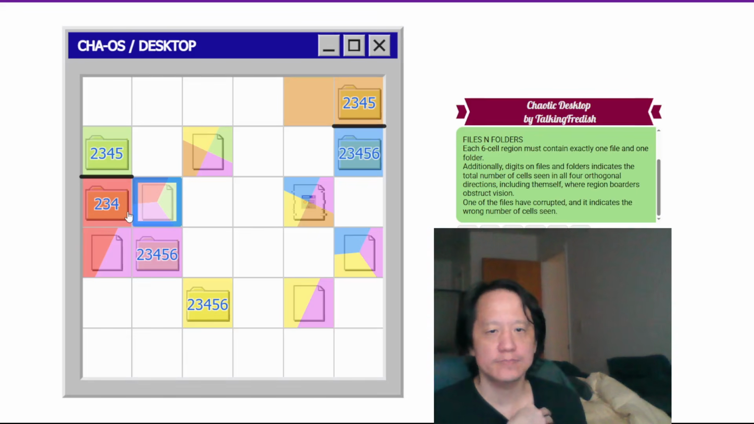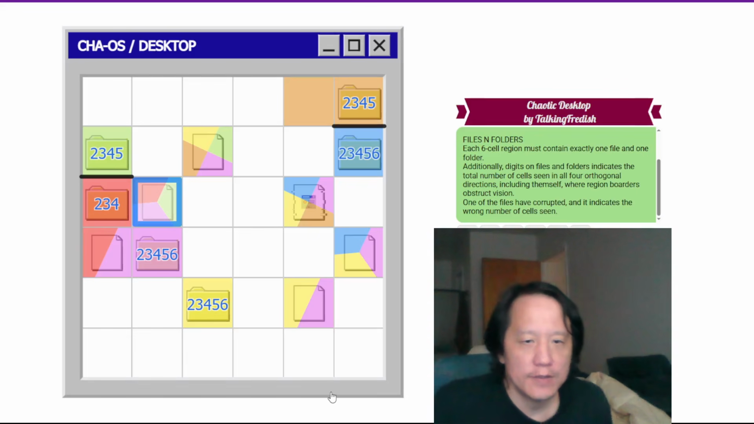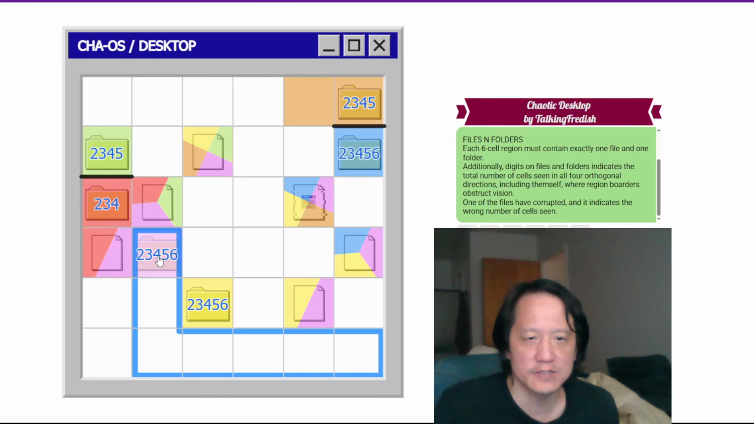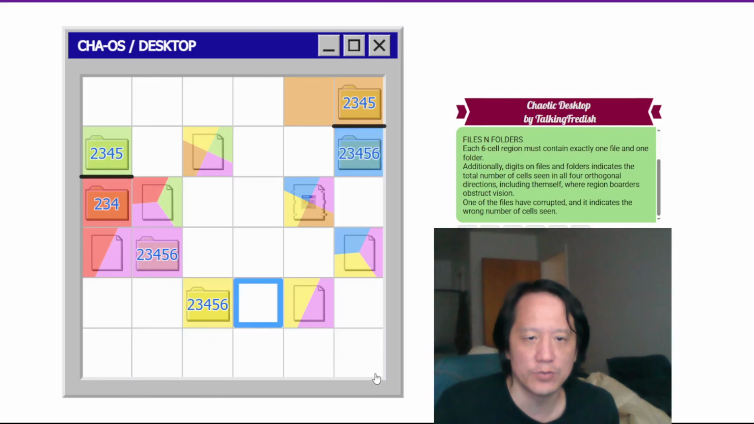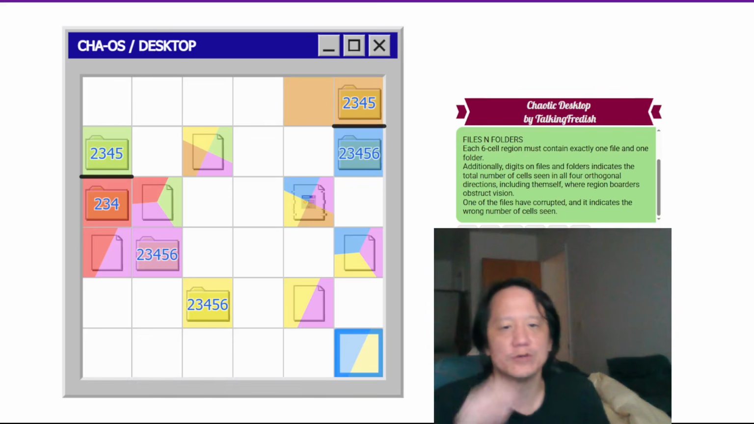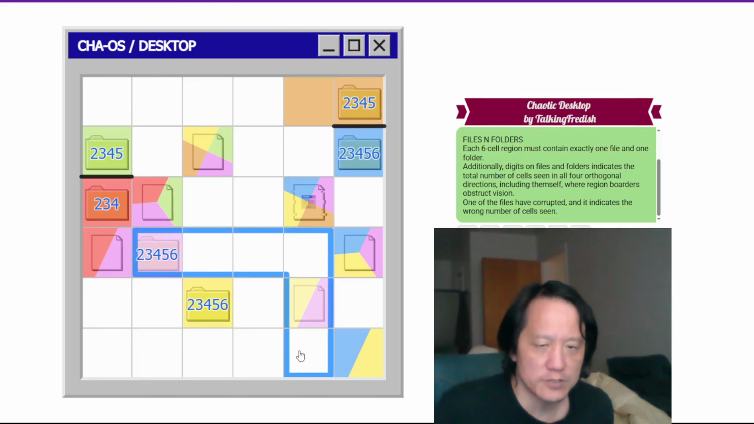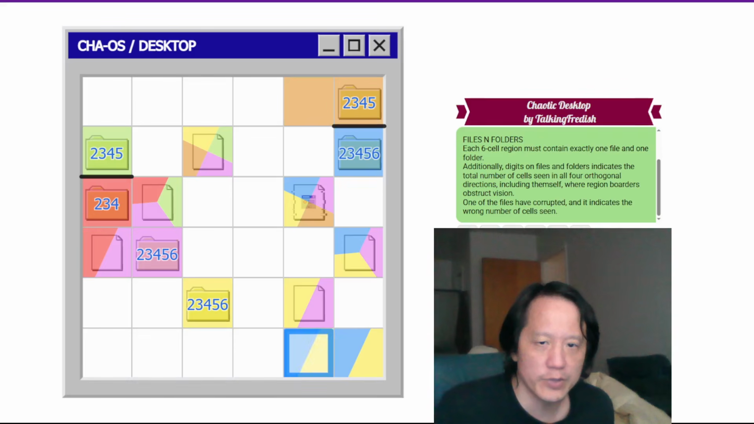This cell, okay, where can this cell get to folder-wise? It cannot get to pink. 1, 2, 3, 4, 5, 6, 7. It cannot. It could get to blue or yellow. So this has to be blue or yellow here as a cell. Can this get to pink? It could, actually. So this is blue, yellow, or pink. This is also blue, yellow, or pink.